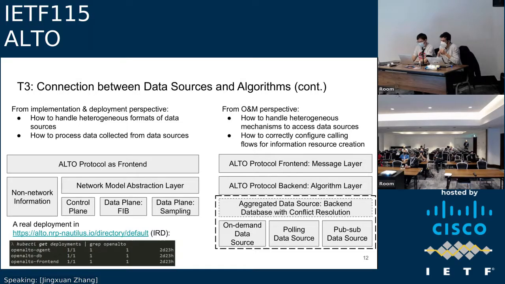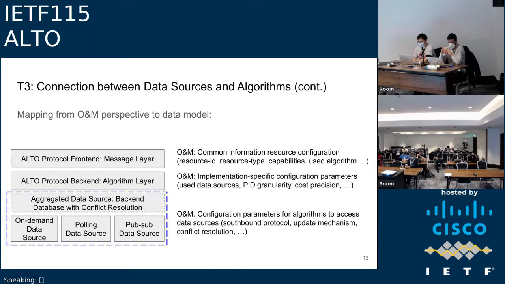So in the OAM data model, we separate the information resource creation into three parts of the data model: the message layer, the algorithm layer, and the data source layer. And the next page will be a concrete example. Yeah, that's what the current OAM data model does for the message layer.